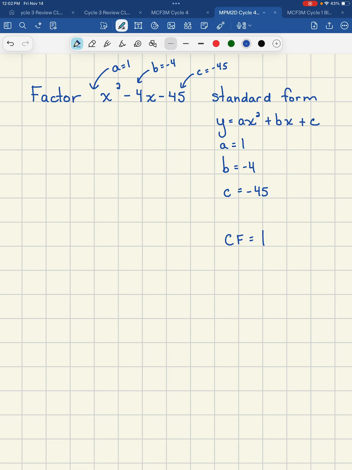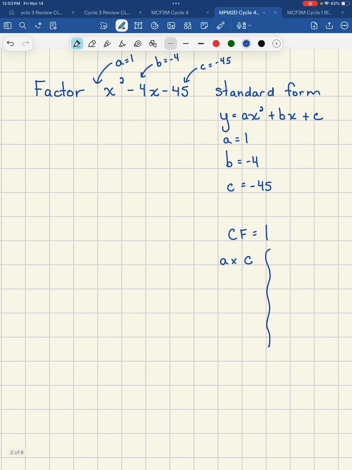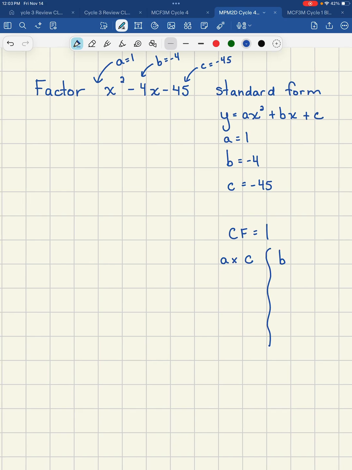So when you see that you've taken out the common factor of 1 and there's nothing else you can do, you need to look at this and say, this is in standard form. I've got an A, I've got a B, and I've got a C. I have to try this factoring chart, which is called the A times C and B chart. So we already listed our A, B, and C.